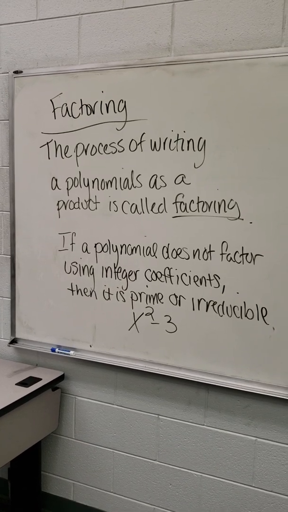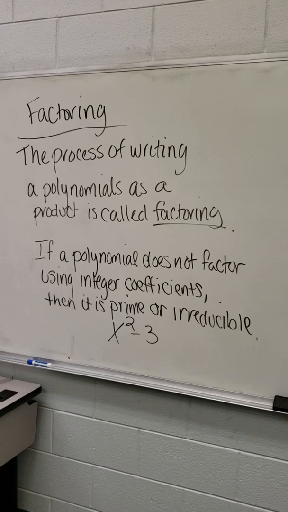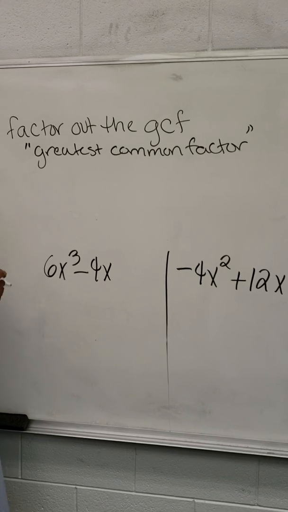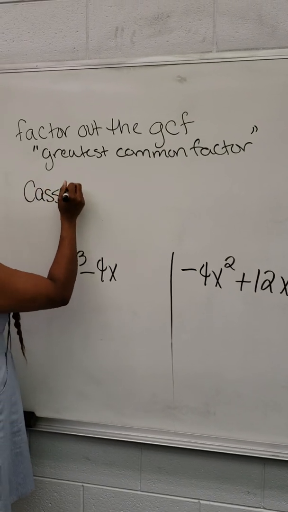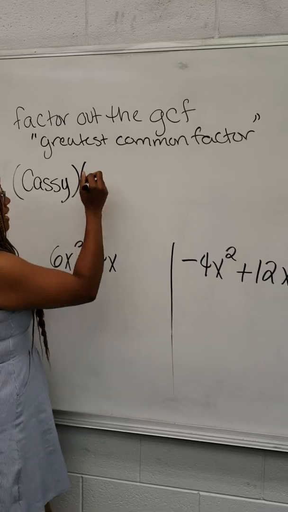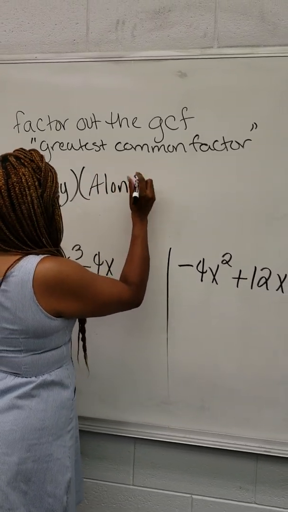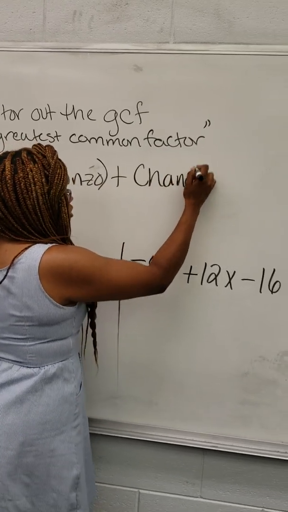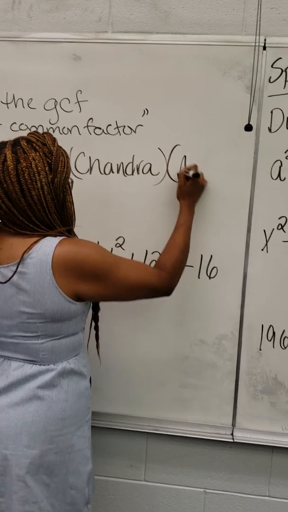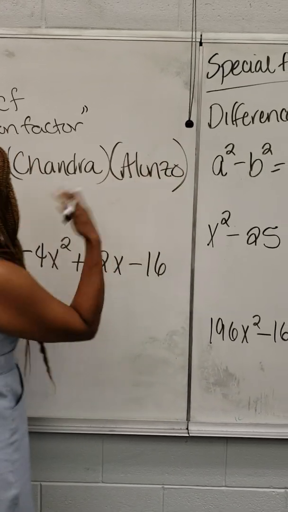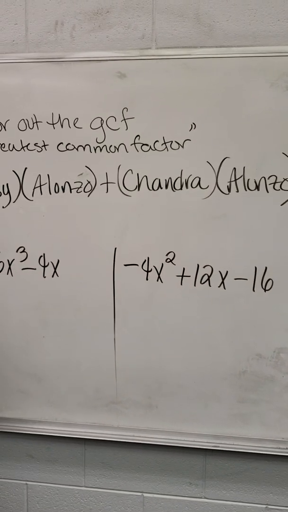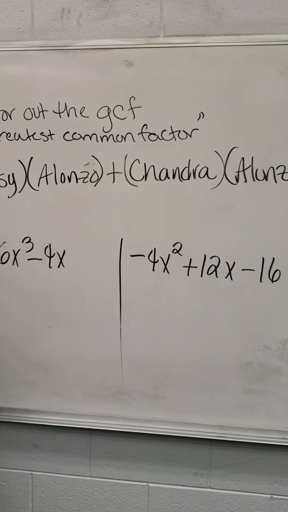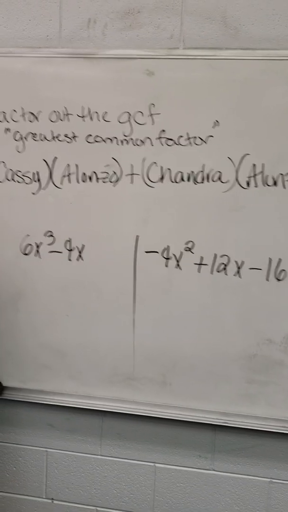So the first type of thing that we're going to do is removing the greatest common factor, or factoring out the GCF. Let's say in a real life situation that Cassie is dating Alonzo, plus Chandra is dating Alonzo. Who is the common factor in both of these situations? Alonzo. So one day Cassie finds out about Chandra, Chandra finds out about Cassie, and they say they are going to factor Alonzo out of their lives.